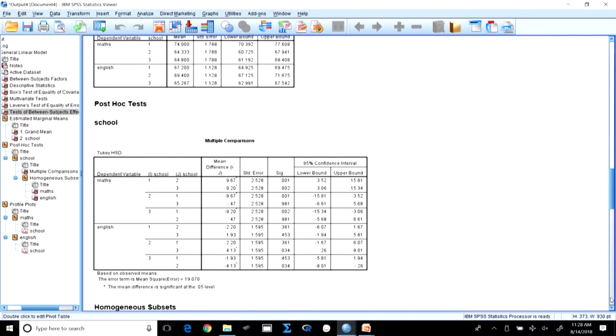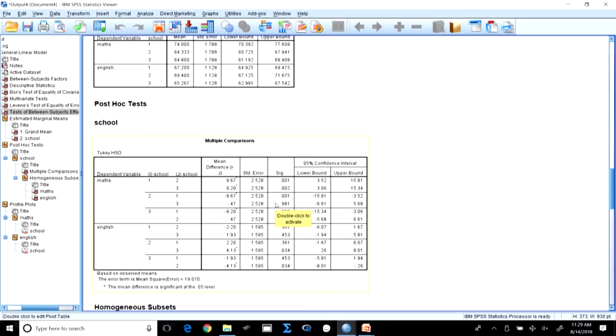So, let us see, is there any difference? School 1 versus school 2, the mean difference is 9.67. Is it significant? Yes. This is only for maths. 1 and 3, yes, there is a significant difference. So, 1 and 2, 1 and 3 are done, and 2 and 3 is left. 2 and 3, is it different? No. So, the maths score for the students of school 2 and school 3, we cannot say it is different.